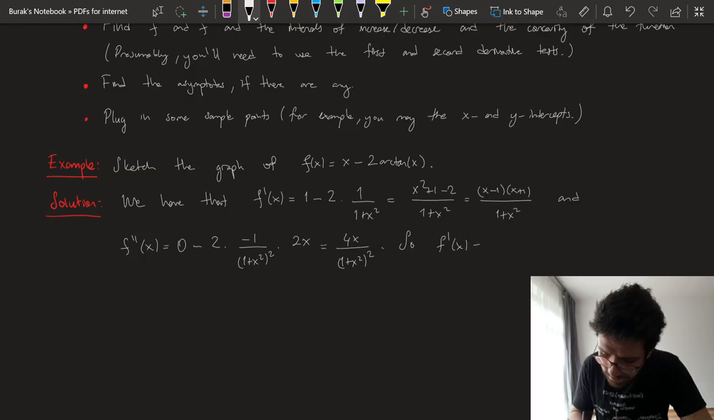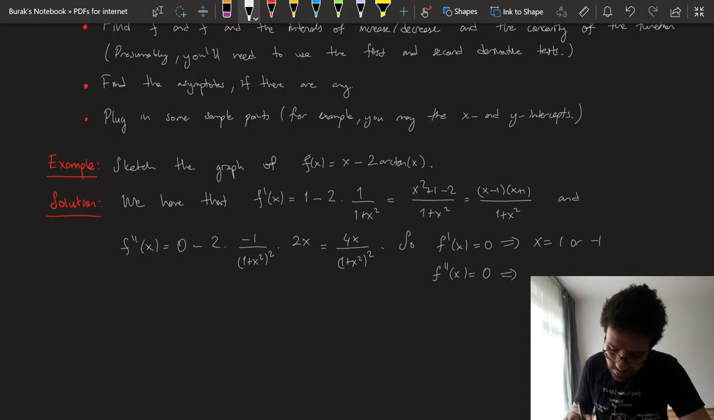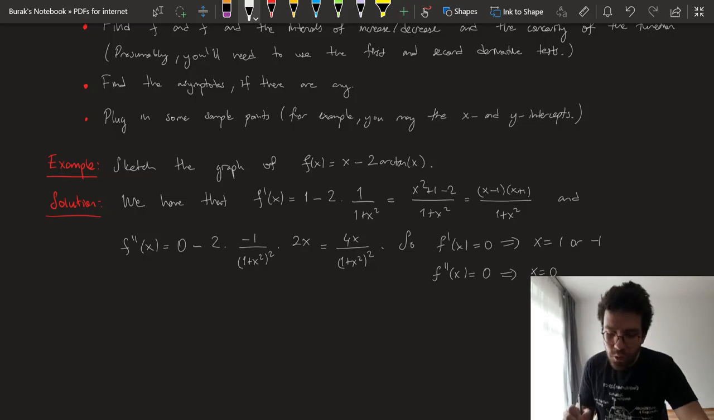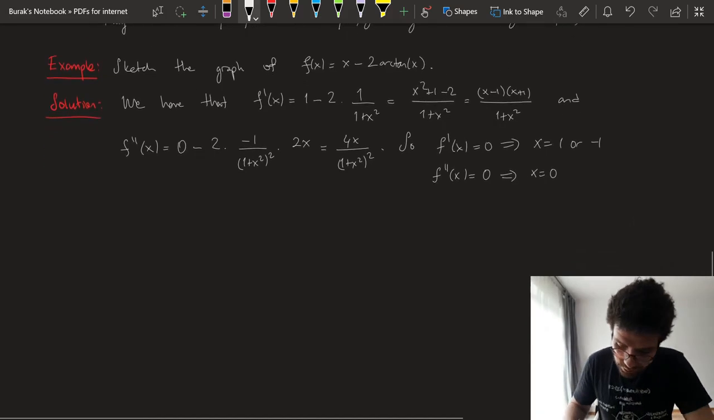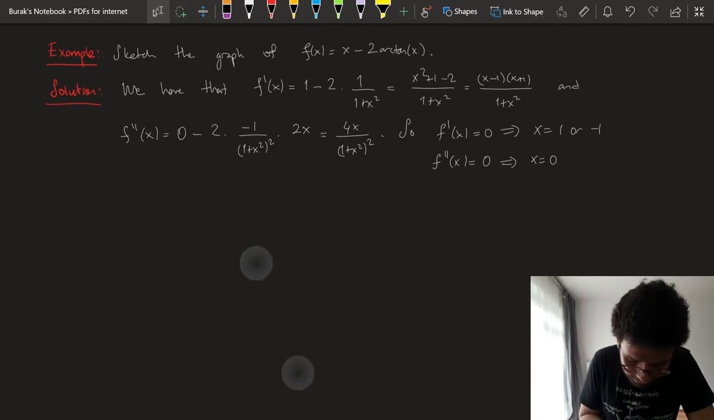So if you set the derivative equal to 0, you'll get x is plus 1 or minus 1. And if you set the second derivative of f to 0, you'll get x equals 0. So I have one candidate for an inflection point. Remember, f double prime of x being 0 does not mean that that point is necessarily an inflection point. It's a candidate. Okay? Now I'm going to do this table.